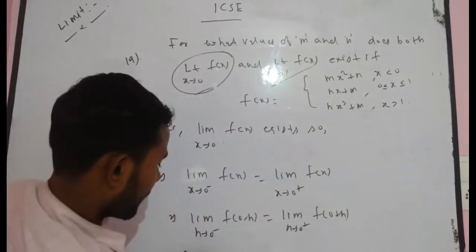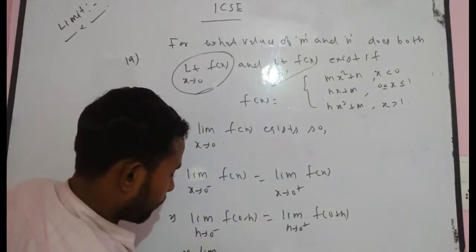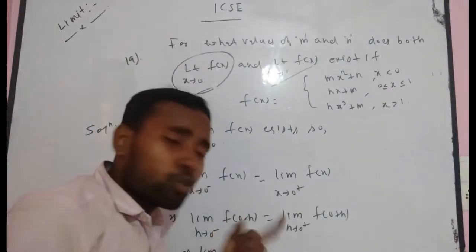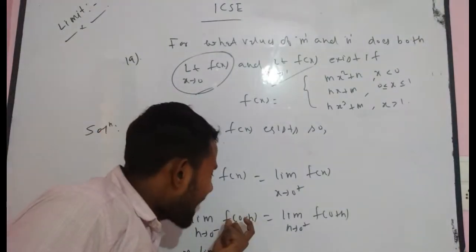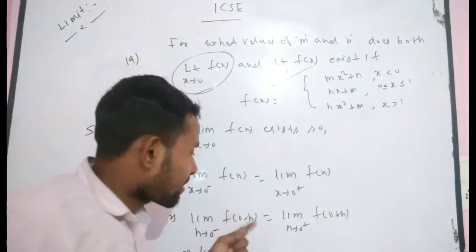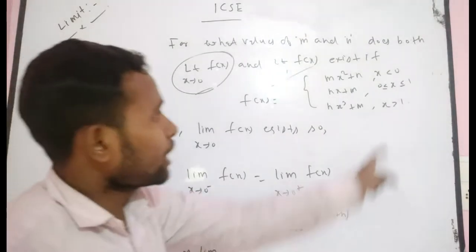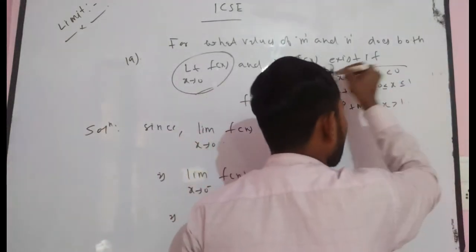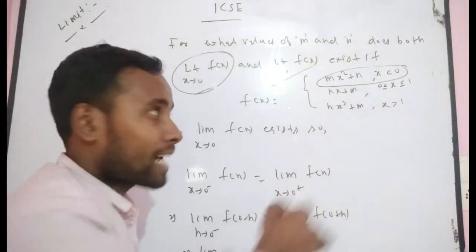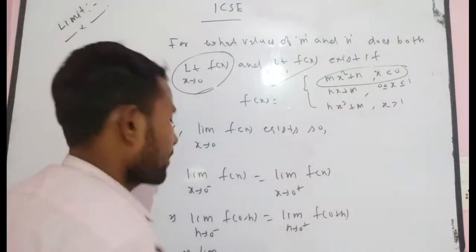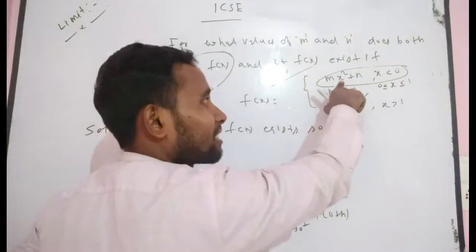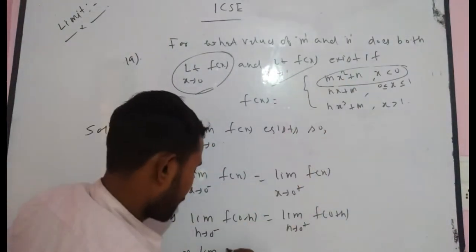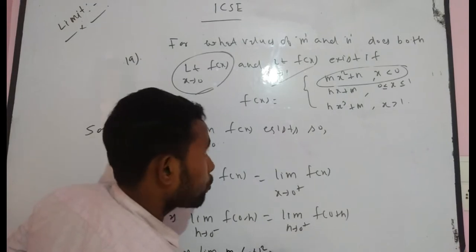Can you write? That implies limit x tends to 0 from the left hand side, 0 minus h. 0 minus h means what? You have to choose that function which is defined for that value of x which is slightly less than 0. In which category of function is x slightly less than 0? You observe here, in this function x is slightly less than 0, so you have to choose this function. So you have to replace x in this function by minus x. You can ignore 0. Minus x, that means m times minus x whole square plus n.